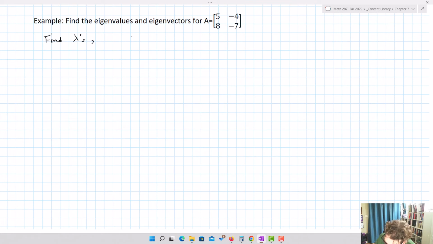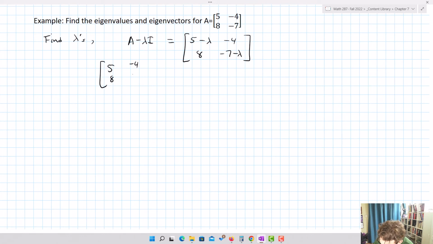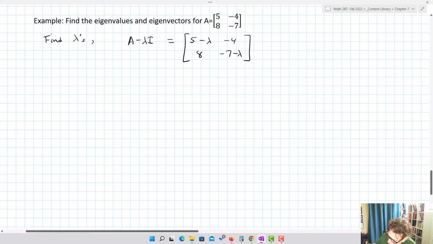And so A minus lambda I is going to look like 5 minus lambda, -4, 8, -7 minus lambda, right? You can go in and check it. If you took the 2 by 2 matrix 5, -4, 8, -7, minus lambda, 0, 0, lambda, you're going to get exactly what we got here. That's all I did. I'm going to erase this, but that's what happens. So we did that, and now I need to find the determinant.